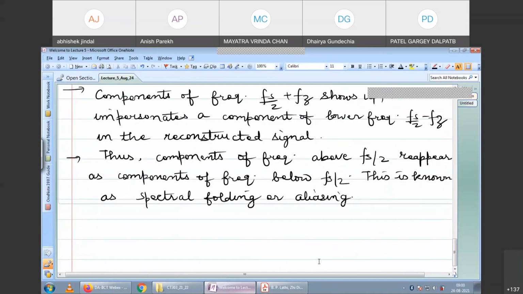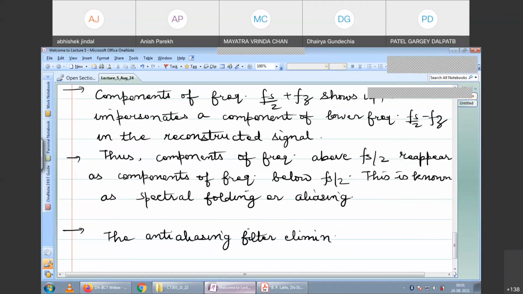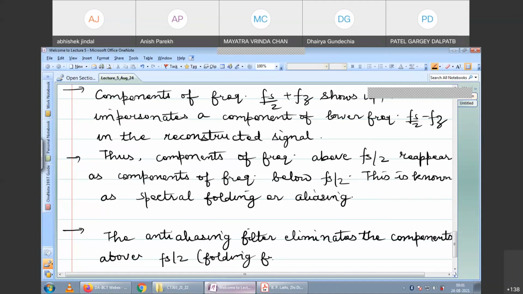So now let me write this anti-aliasing thing down, so that if you go back and only read the notes, you know. The anti-aliasing filter eliminates the components above fs by 2, the folding frequency, from g(t) before sampling.